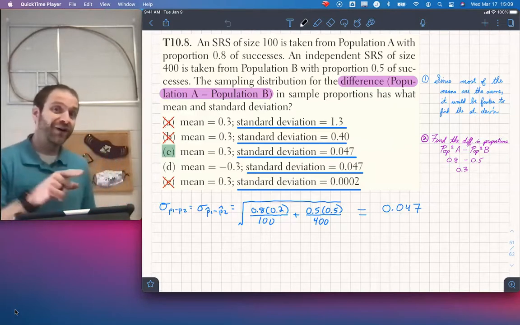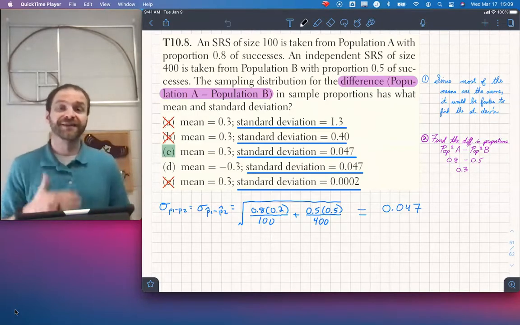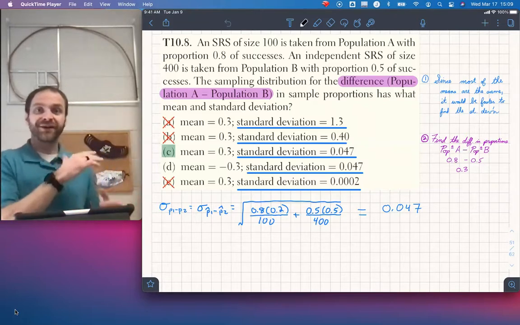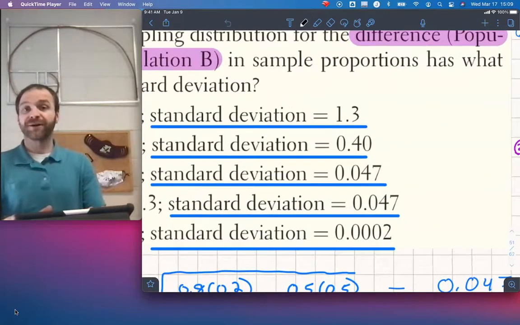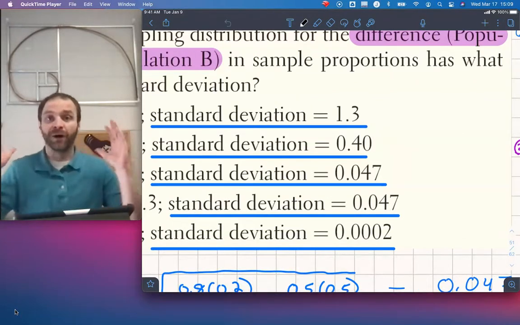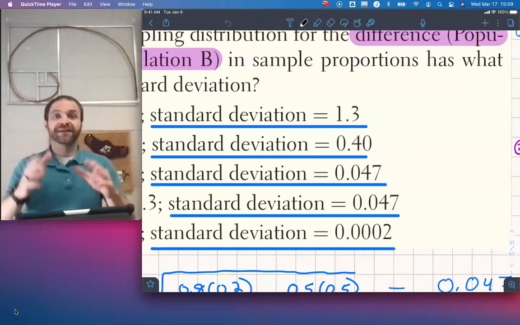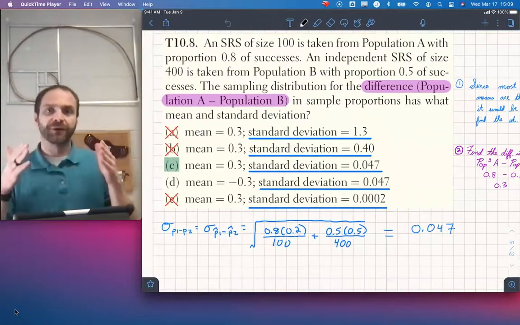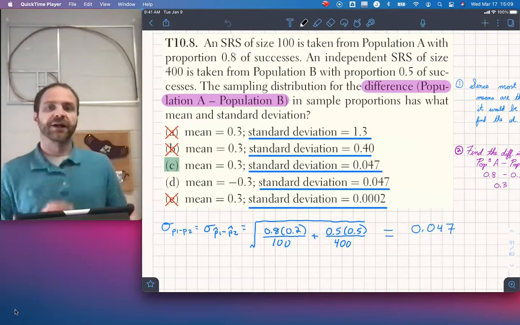But I started with the standard deviation first because the means were really similar to each other. The standard deviations were all, for the most part, different except for the 0.047s. So if I would have gotten, let's say, 1.3, there's my answer with less work. So learning how to read the choices and to help determine where to focus on the work is going to help you as well.